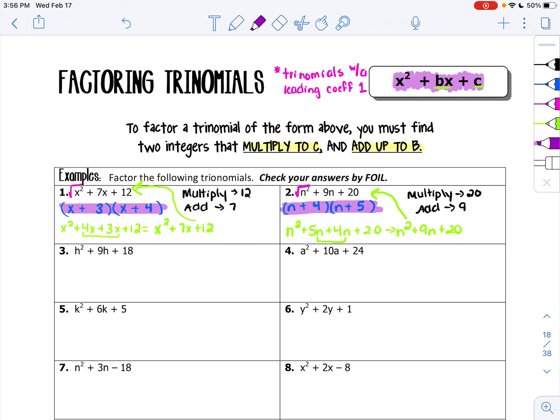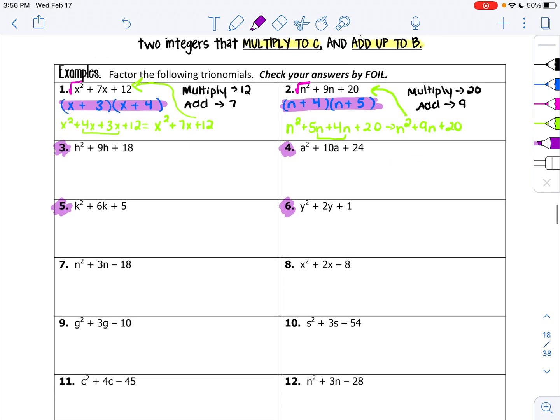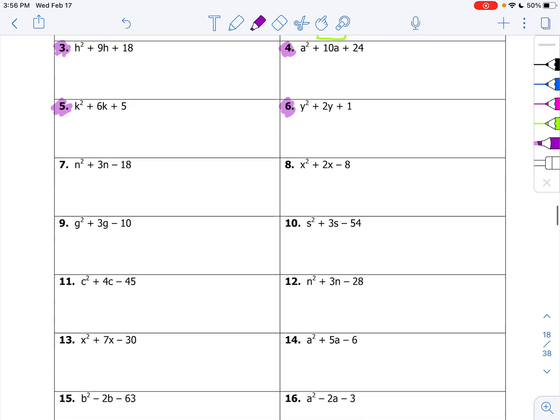Go ahead and highlight number 3, 4, 5, and 6. And let's take a look at number 7. So number 7, we notice that the first term has the leading coefficient of 1. So we're going to follow the same procedure. We're going to set up those two binomials.